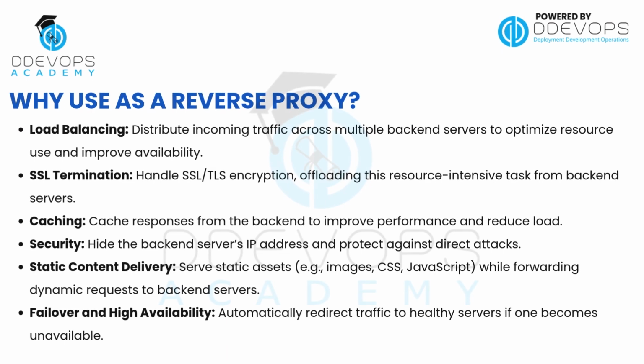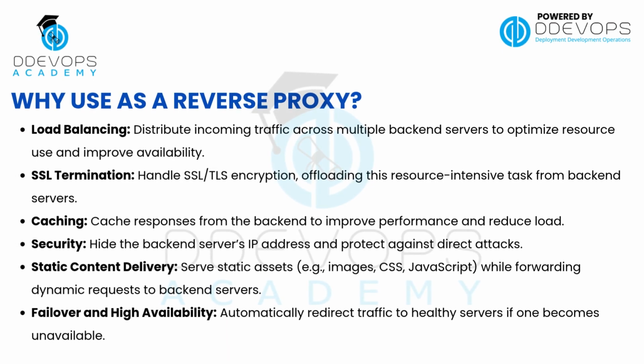Load balancing. Distribute incoming traffic across multiple backend servers to optimize resource use and improve availability. SSL termination. Handle SSL/TLS encryption, offloading this resource-intensive task from backend servers. Caching. Cache responses from the backend to improve performance and reduce load.